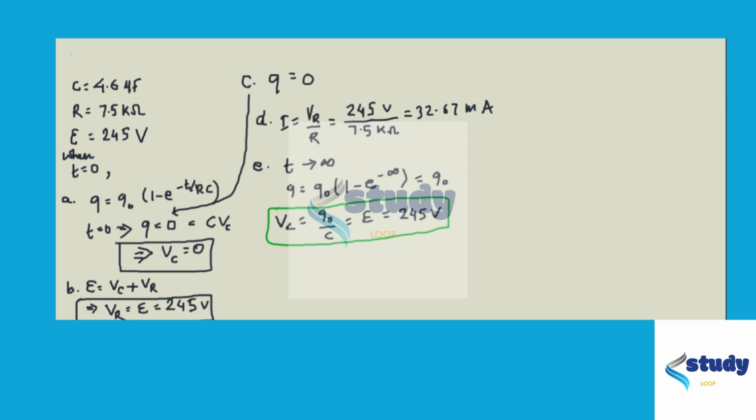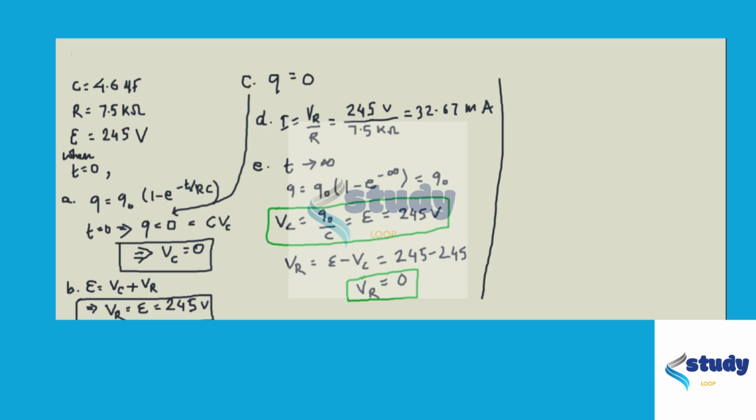Next we need to find Vr. Now Vr equals E minus Vc. E is 245, so 245 minus 245 makes Vr equal to 0, isn't it? So Vr equals 0. So we are done with this part. Now let's continue to the next part.